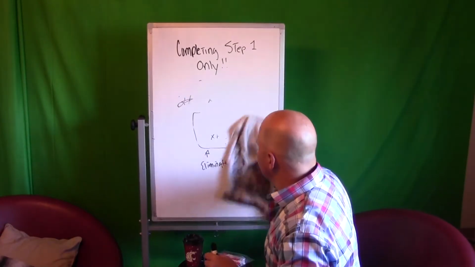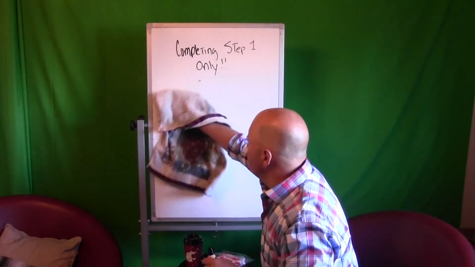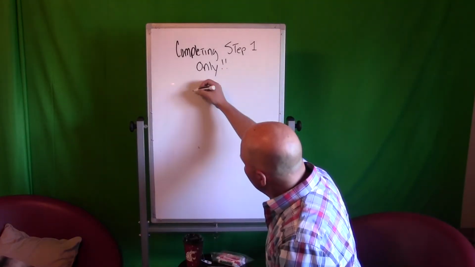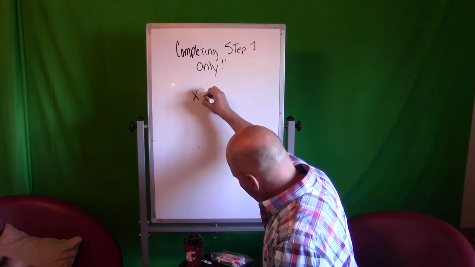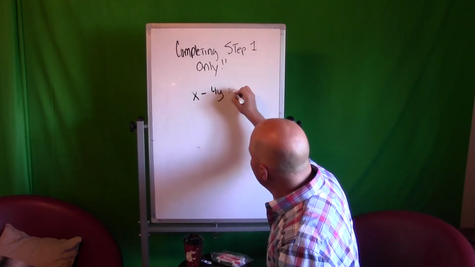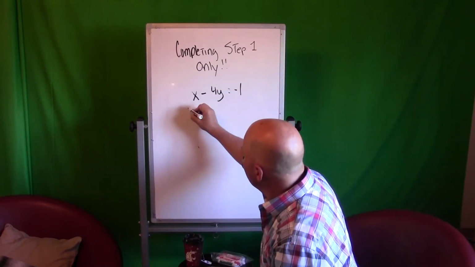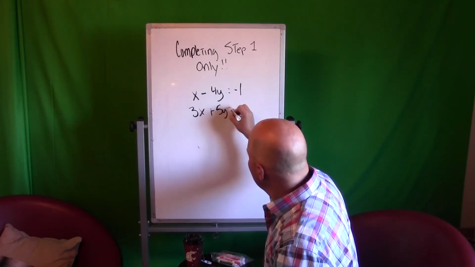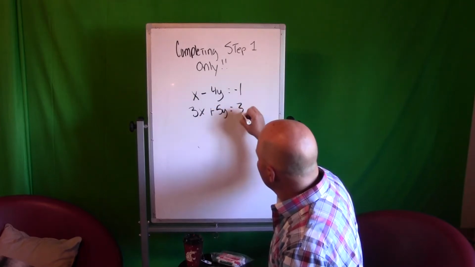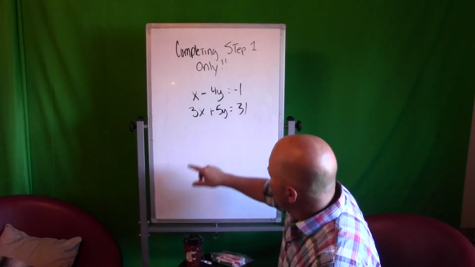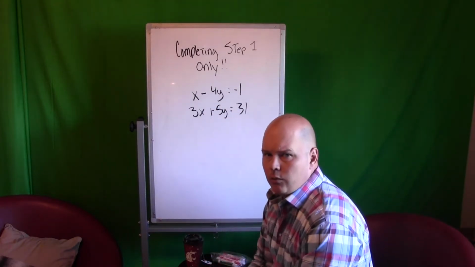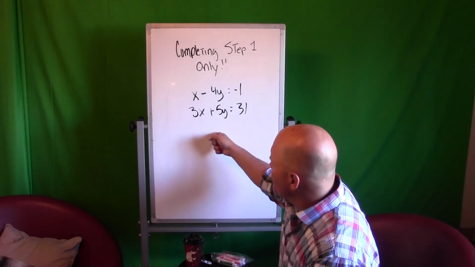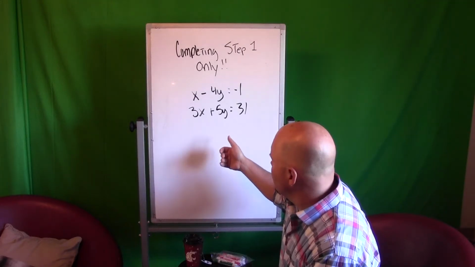Okay? Let's look at one more. Okay, so for just completing step 1 only. Okay, let's look at x minus 4y equals negative 1 and 3x plus 5y equals 31. Okay? So again, when I'm looking at these, to do step 1 only, which is the only thing you're doing on your homework today, I'm going to find which one of these I want to scale to eliminate.